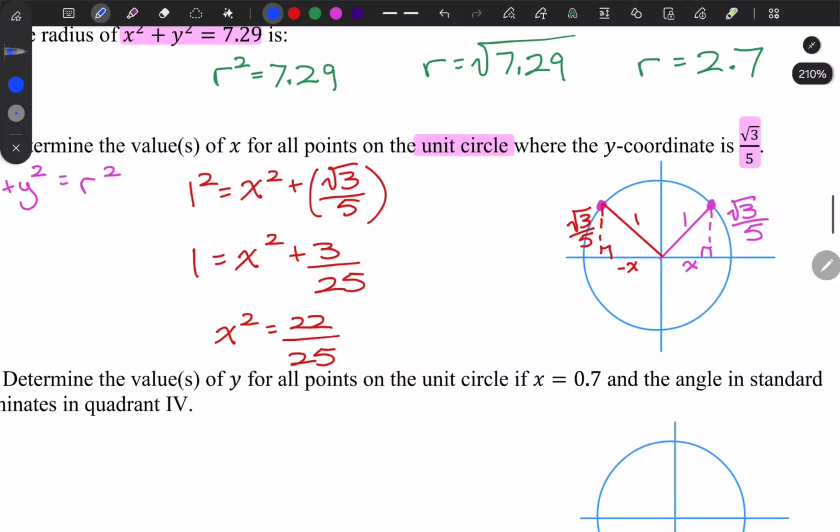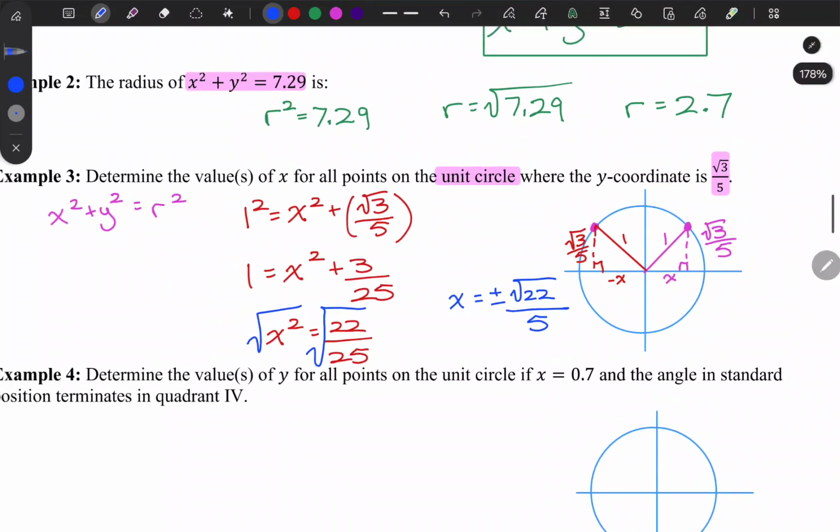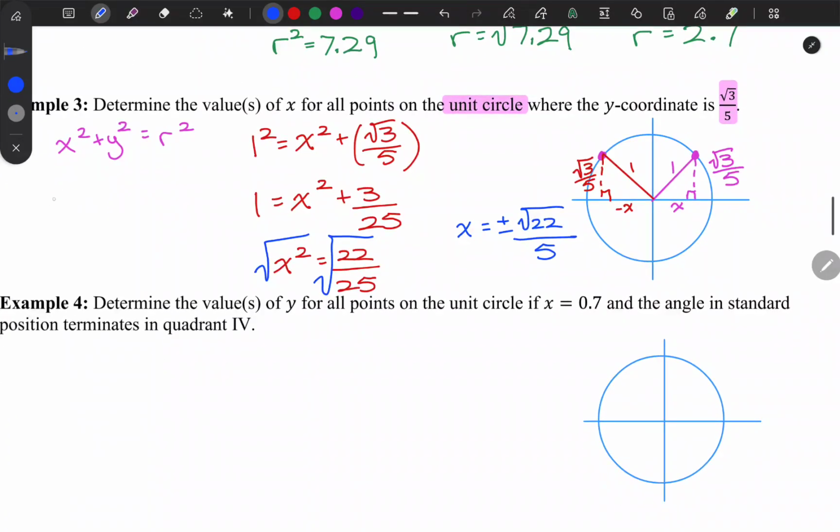Now we actually want to find x, so we're going to take the square root. And we are going to take both the positive and negative square root because, as we said, there are two possible x values. So x is going to be equal to plus or minus the square root of 22, and in the denominator, the square root of 25 is just 5. So our exact values for x are positive root 22 over 5 and negative root 22 over 5. That means that we have a coordinate, I'll just write p here, where your x value is plus or minus root 22 over 5, and your y value is root 3 over 5.